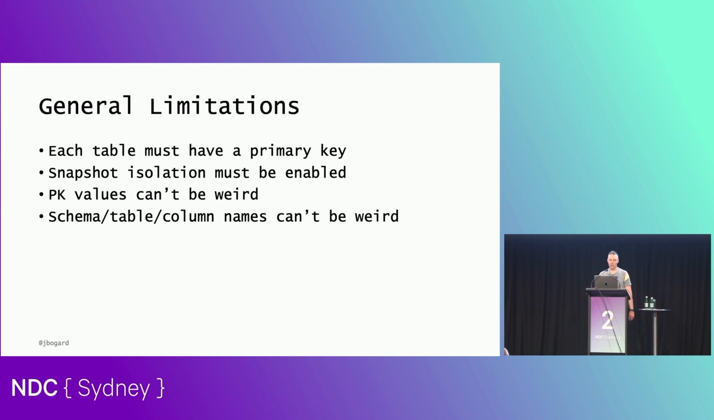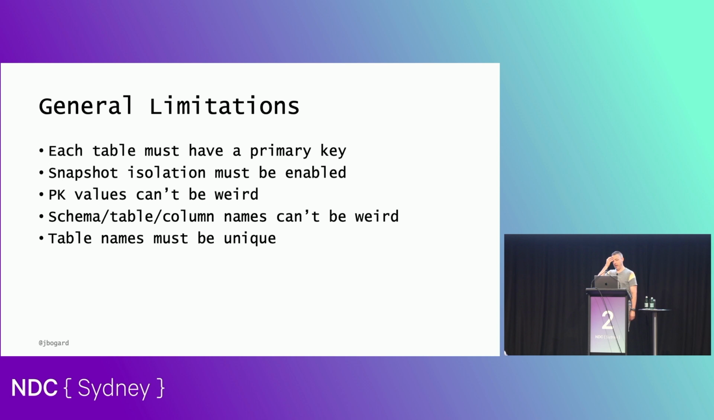Your schema, table, and column names also can't be weird. Things like, don't use emoji in the names of your database. You can, actually. Your table, schema, and database column names can have emoji or weird UTF characters, but they can't be weird. So if they're vanilla, normal, you're good.